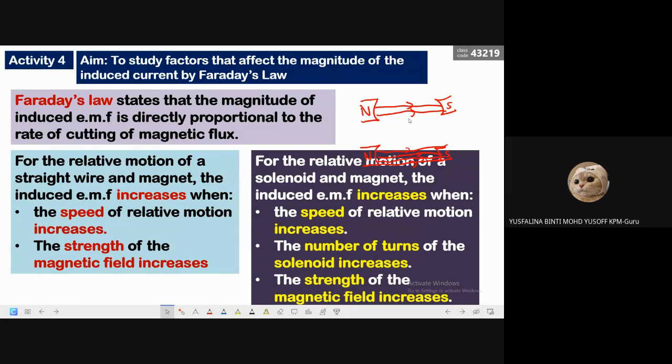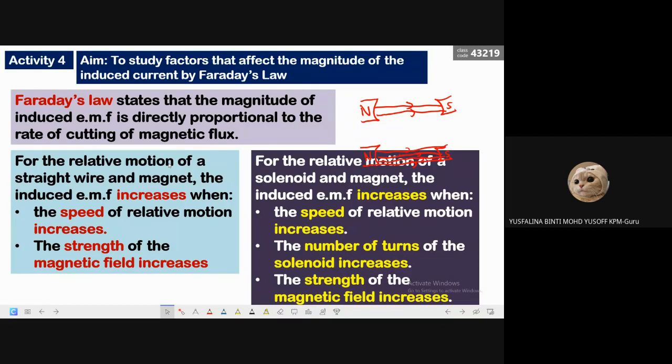So, for the relative motion of the straight wire and magnet, the induced EMF increases when the speed increases, meaning you move it faster. Upward, downward, faster. It has to be perpendicular, right? It has to be moved upward and downward very fast. Then the induced EMF will increase.